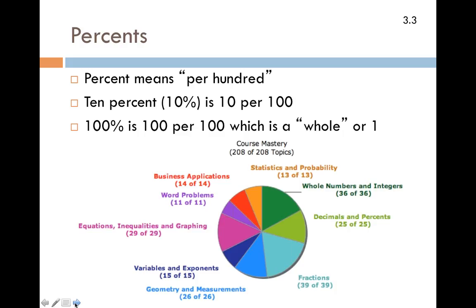Okay, percent. Okay, next concept, we're dealing with percents a lot. Percent means per 100. Okay, per 100. It means out of 100. Okay, so that's what percent comes from. It comes from the same word as century, which means 100.